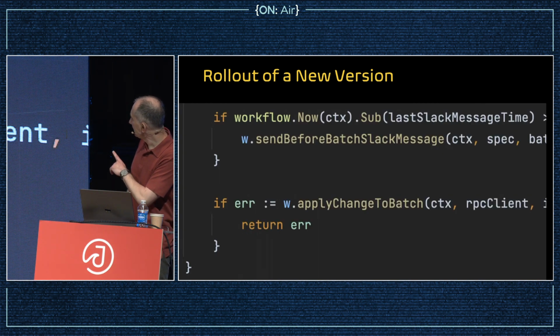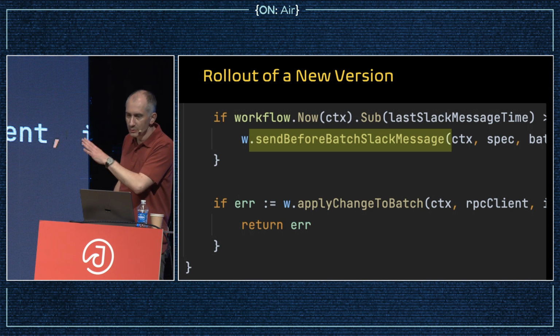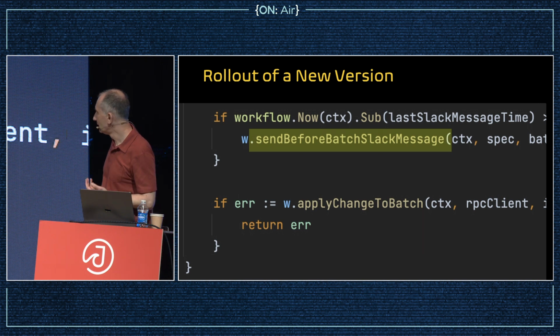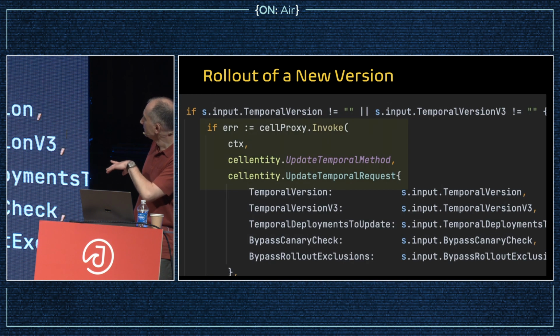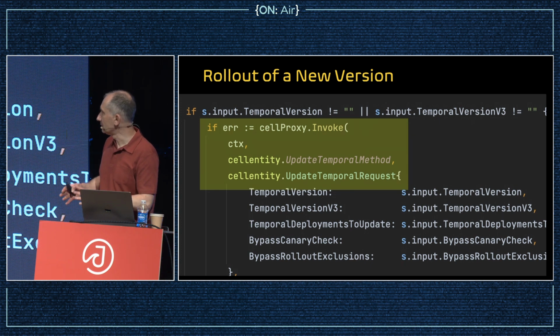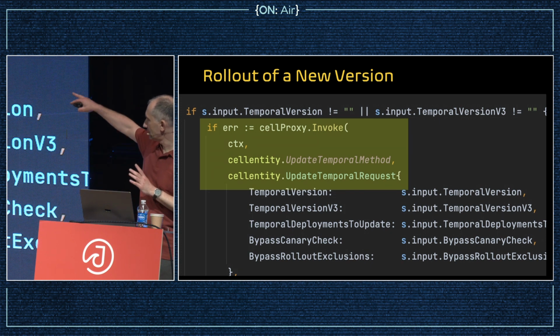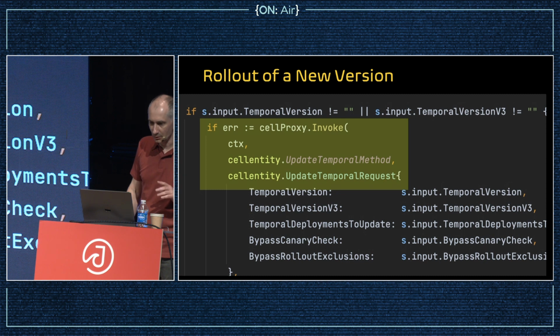So when we get to batches, we also post a message to Slack, and it's just an activity. We post it so people can see what's going on, and then reply. And eventually we get to this call to invoke a cell entity workflow. Again, these are screenshots from real production code. It's not pseudocode.